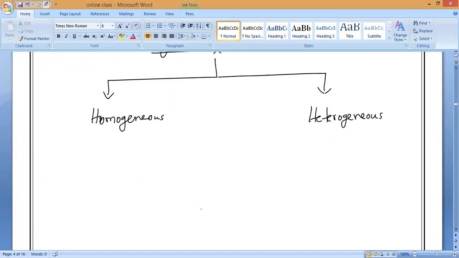Write it. Homogeneous mixture and heterogeneous mixture. Are you clear, everybody? Yes, please. Now, first one. Let us discuss what is homogeneous. Later we can see what is heterogeneous.